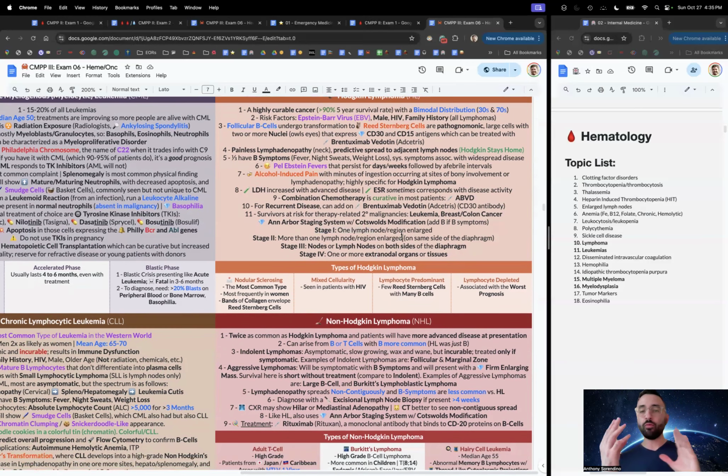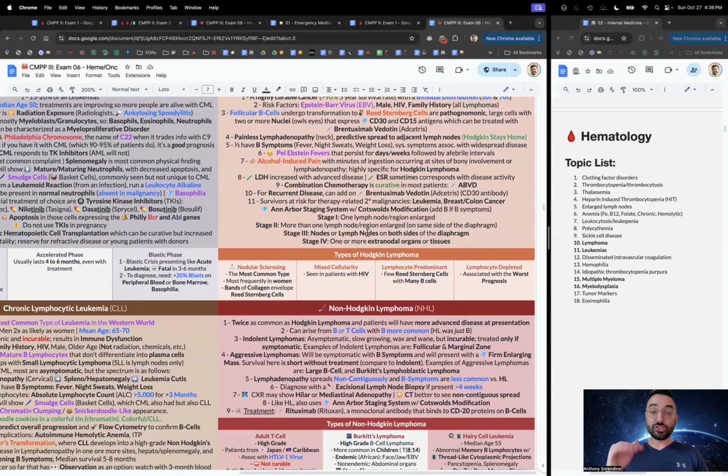The Ann Arbor staging system. This is important. So you have one lymph node that's enlarged, stage one, easy. Stage two, okay, more than one lymph node, but on the same side of the diaphragm. So I have one here, and maybe I have a supraclavicular one. And it can be over here, right? It can cross midline, but I don't have one in my inguinal area or somewhere in my abdomen. Stage two is okay. Now, stage three is on both sides of the diaphragm. So maybe somewhere in my pelvis and then somewhere up here would be stage three. And then stage four is extranodal organs or tissues. So I don't know, you have it in your brain or your prostate or something. It's not a lymph node anymore. It's actually in an organ.